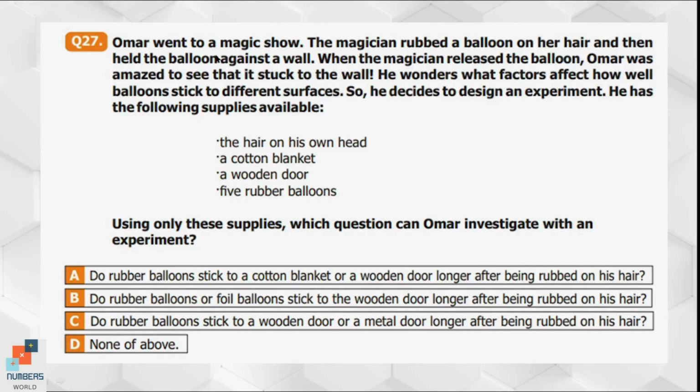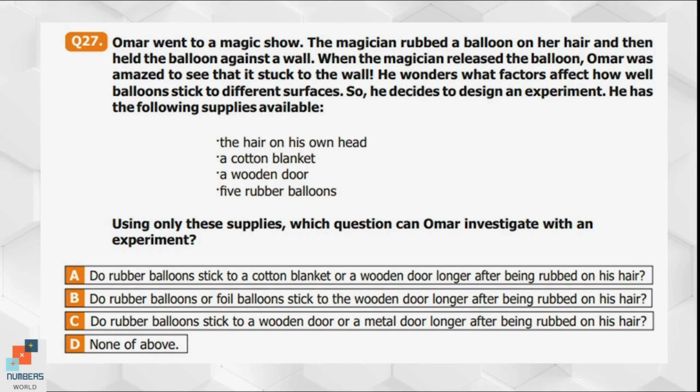Question number 27. Umar went to a magic show. The magician rubbed a balloon on his hair and then held the balloon against a wall. When the magician released the balloon, Umar was amazed to see that it stuck to the wall. He wonders what factors affect how well balloons stick to different surfaces. So he decides to design an experiment. He has the following supplies available: the hair on his own head, a cotton blanket, a wooden door, 5 rubber balloons. Using only these supplies, which question can Umar investigate with an experiment?